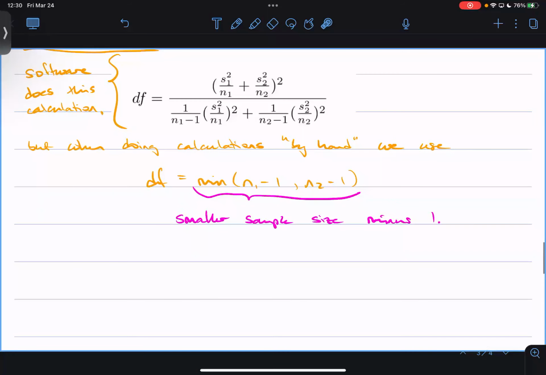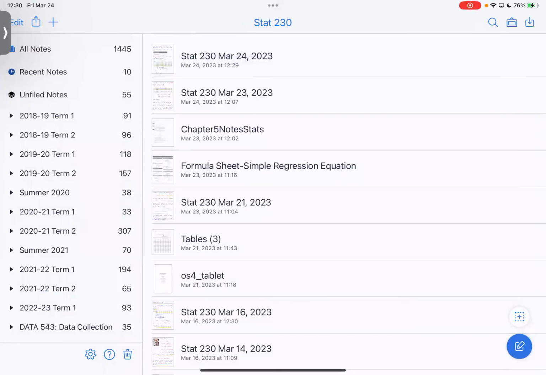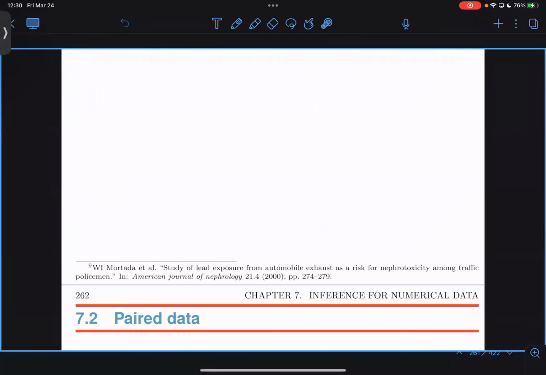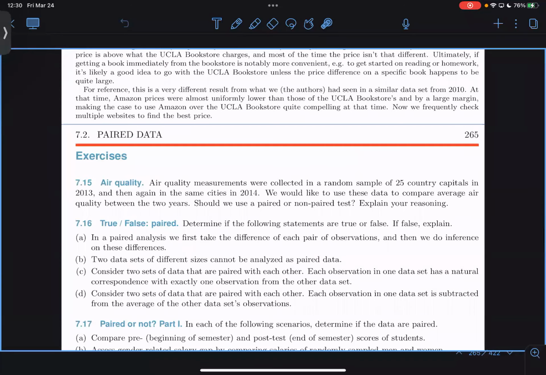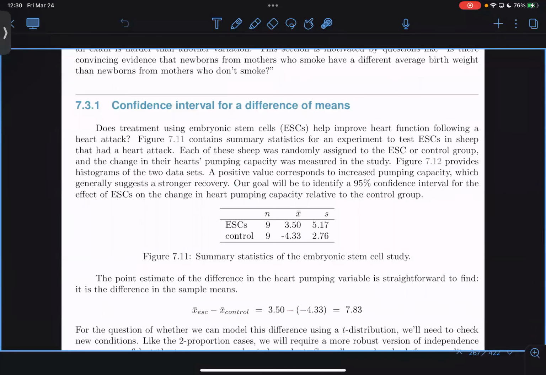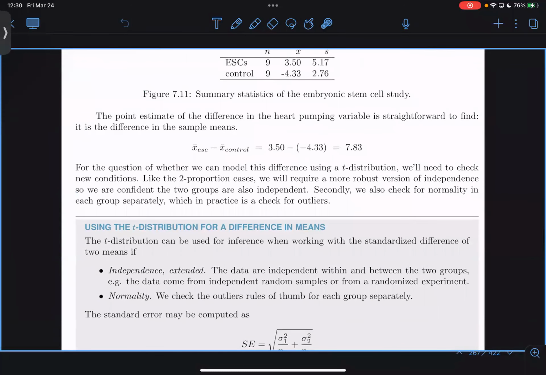The only thing that changes for your conditions is, let's see here. Yes, because it said minimum. Whichever value ends up being smaller. Yeah, the smaller sample size minus 1.